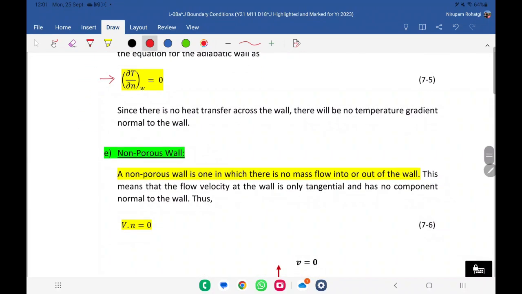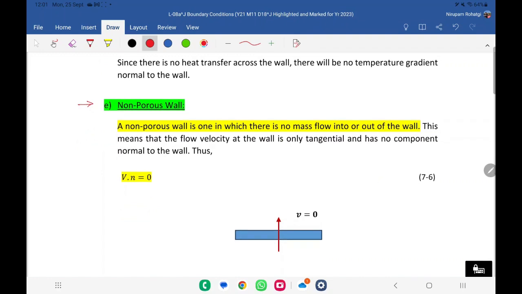Then if your wall is non-porous, non-porous means nothing is flowing in. If nothing is flowing in, that means this velocity is equal to 0. This is your wall. It is non-porous, that means nothing can flow across this. V is 0, so you say V dot n is equal to 0. This vector is the n direction. When velocity normal to the surface is 0, then it is non-porous.